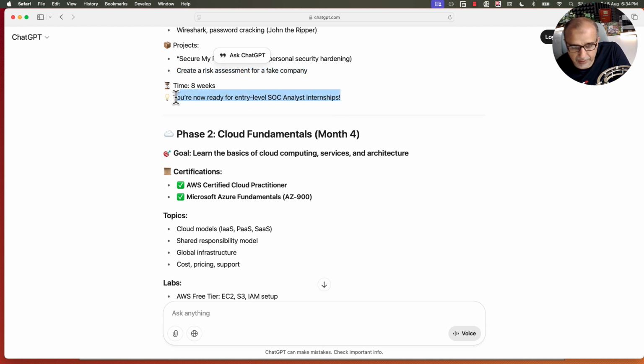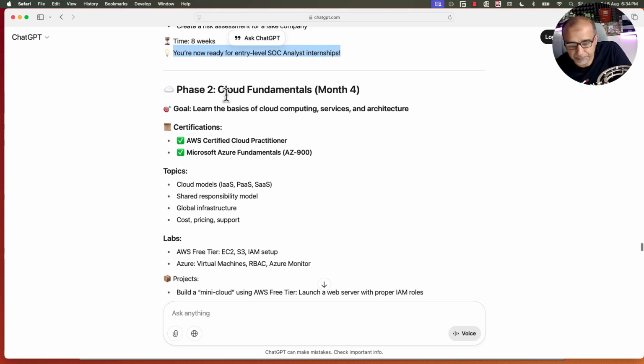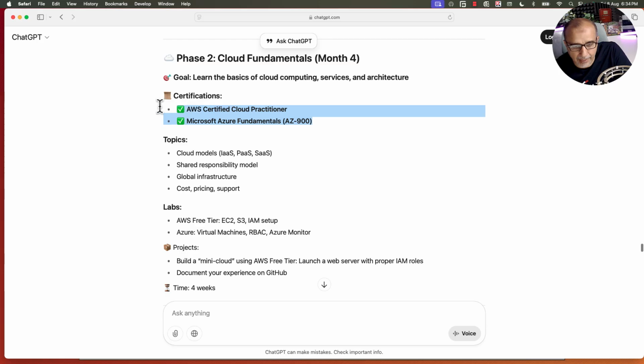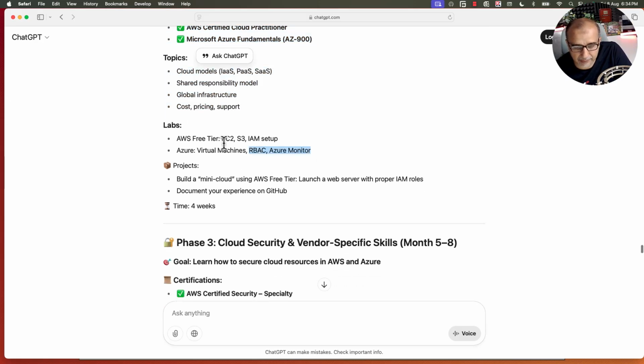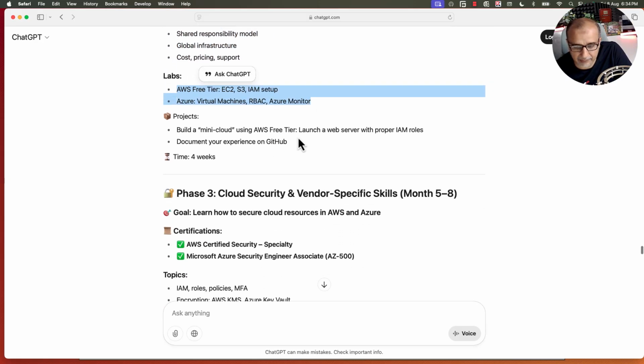So now we are ready after 3 months for SOC analyst internships. I need to take it deeper now. So phase two is cloud fundamentals, month four. And there are two certificates that have been included, Cloud Practitioner from AWS and Azure Fundamentals from Microsoft. And this is what you are going to learn, and this is what you are going to do as hands-on labs, and these are suggestions for the project.